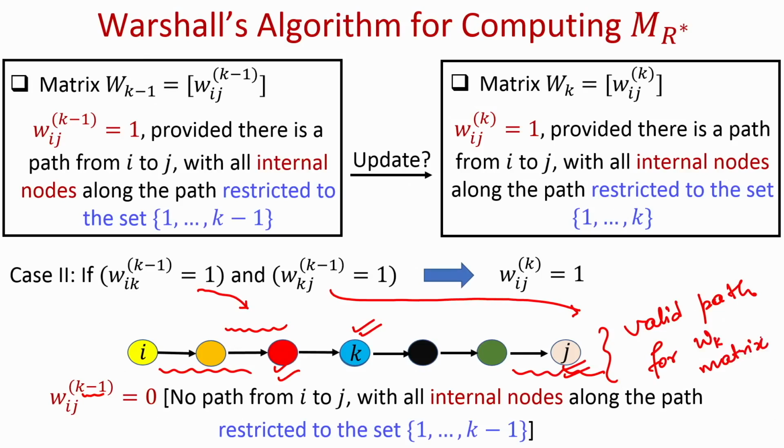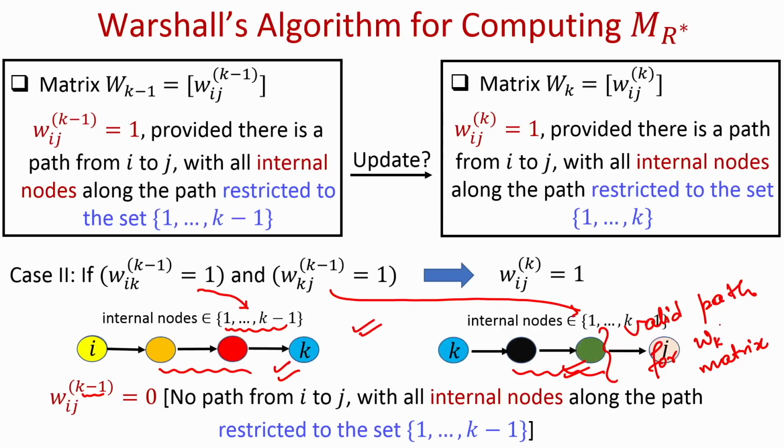I stress this will not be considered as a valid path for the W k minus 1 matrix, because in the W k minus 1 matrix node k is not allowed as a possible intermediate node. Node k can be allowed as a valid intermediate node only in the paths considered in the matrix W k, right.